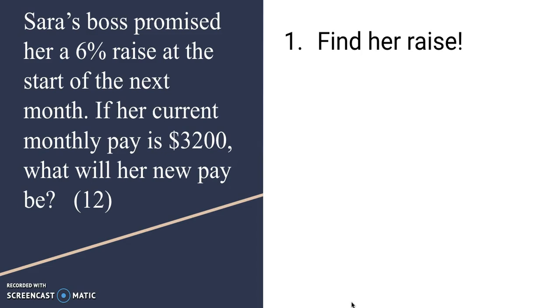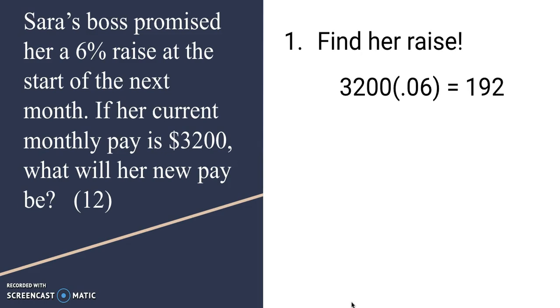We know that Sarah is making $3,200 a month, and she wants a 6% raise. So in order to start, we have to figure out how much her raise actually is in terms of dollars. In order to do that, you only have two options. When it comes to percents, you're either going to multiply or divide. If you divide 3,200 by 0.06, you get a crazy large number. It's obviously not going to be a 6% raise. So logically, we go to multiplication.